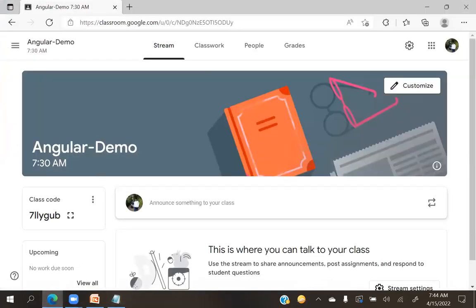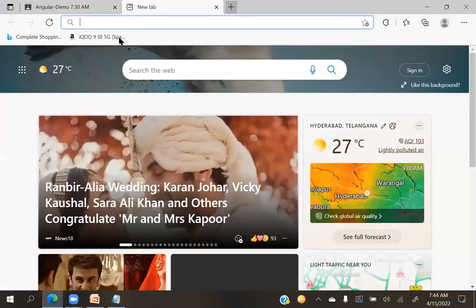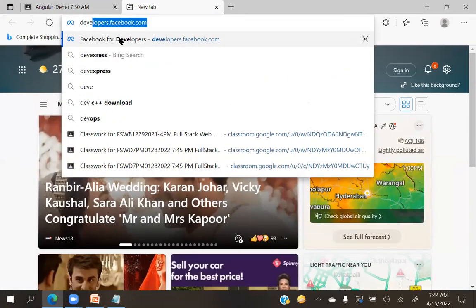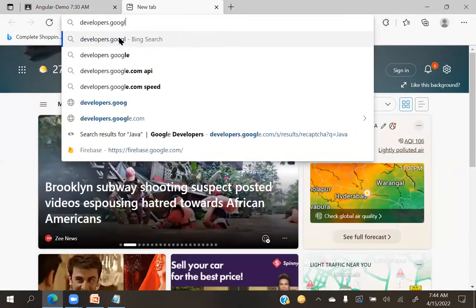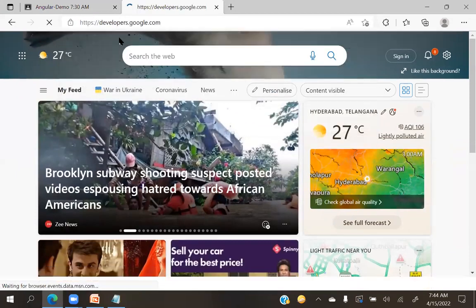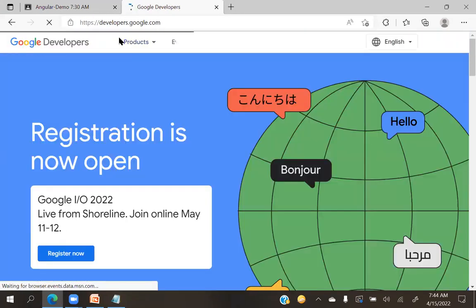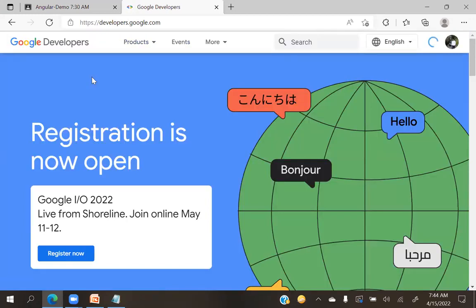Actually, Google has a developers account. This is developers.google.com. This is the Google developers community. I hope many people may be aware of this. This is where you can build applications for Google. That means as a developer, you can build applications for Google.